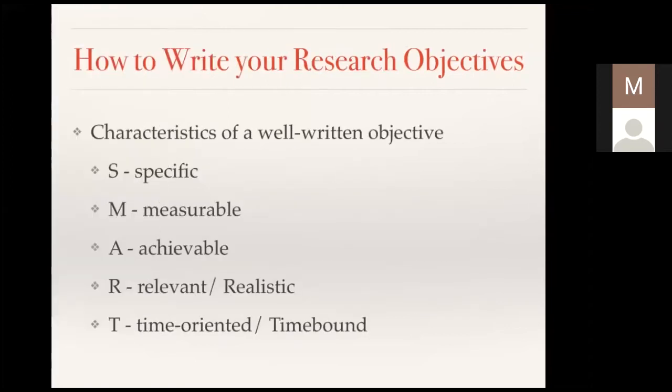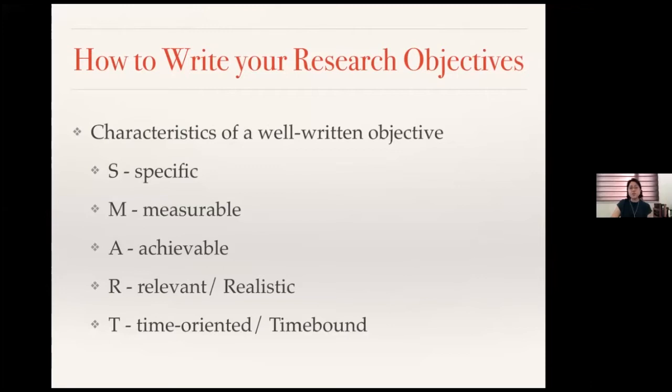So when we write our research objectives, we always have to remember that we have to be smart. I know you are smart, no? You wouldn't be where you are if you're not smart. But in this context, what we mean by smart is that your objectives should be specific, measurable, achievable, relevant or realistic, and time-oriented or time-bound. So let's go through them one by one.